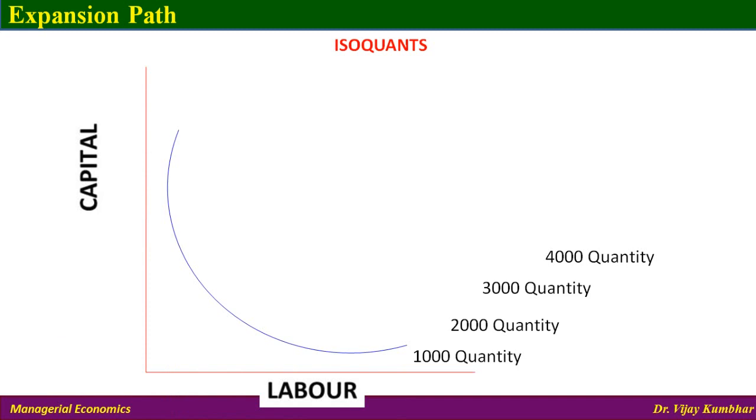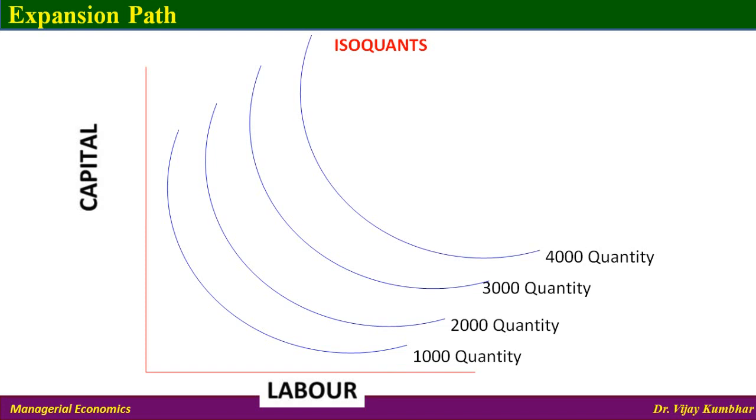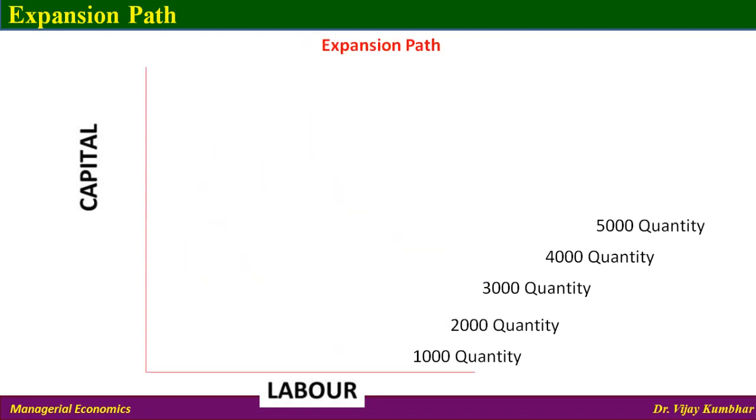This is the first isoquant, which indicates 1000 quantity of production. This is the second isoquant, which indicates 2000 quantity. This is the third isoquant, which indicates 3000 quantity of production, and this is the fourth isoquant, which indicates 4000 quantity of production. This is also known as an isoquant map. If you draw the trend line between the different isoquants, we can get the expansion path.